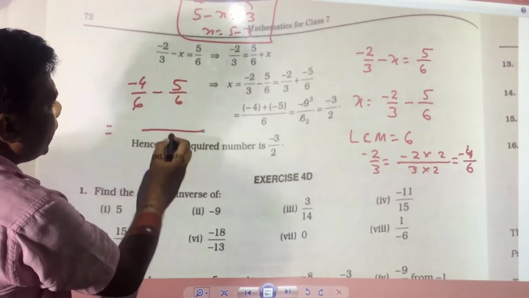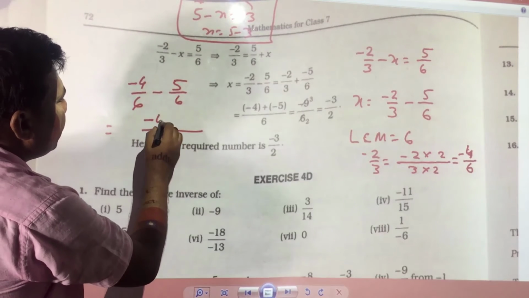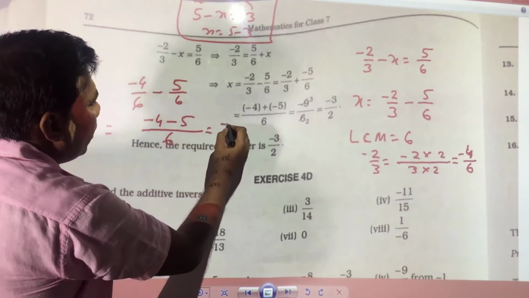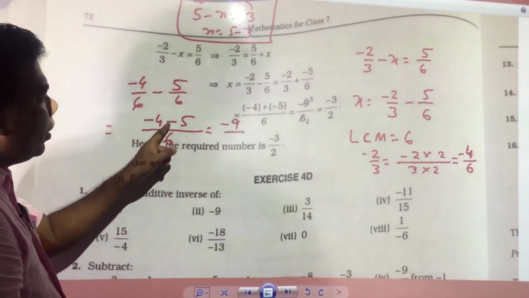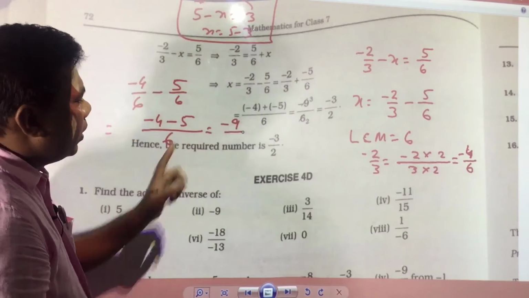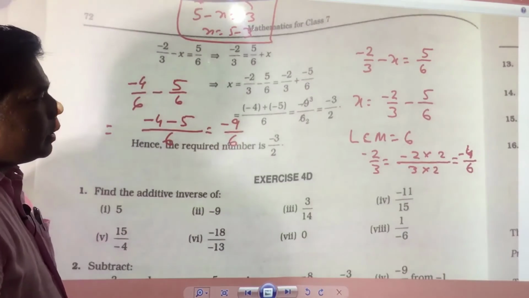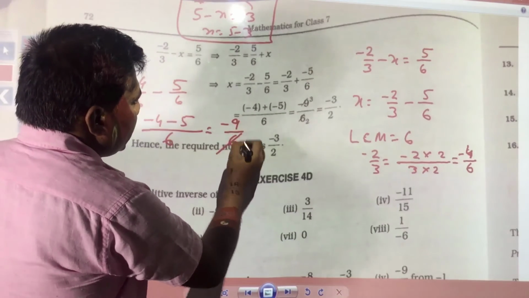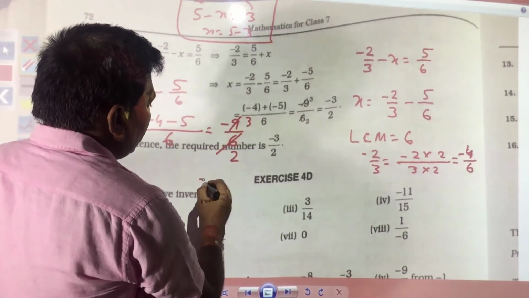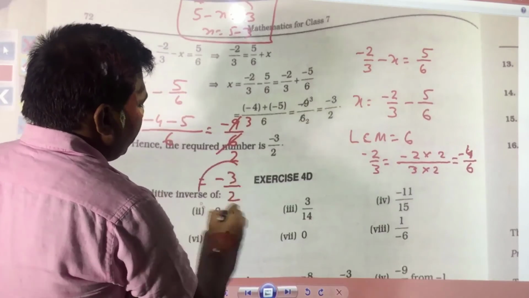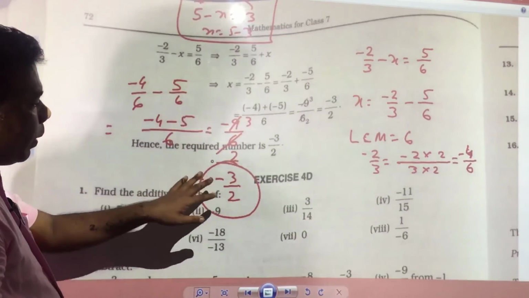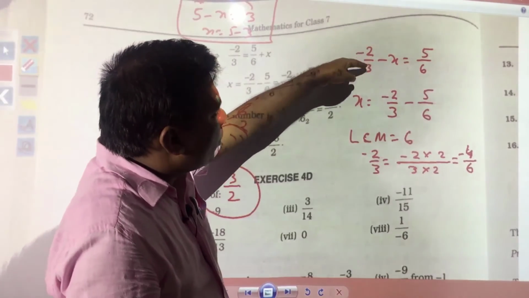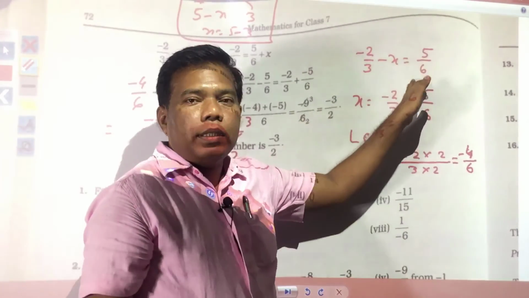Now, the denominator is equal, so you write 6, minus 4 minus 5. Minus 4 and minus 5 will be minus 9. If the same sign is there, numbers are required to be added. So, minus 9 by 6, and if you simplify this, 3 twos are 6 and 3 threes are 9, so you will get minus 3 by 2, and this will be your answer. Minus 3 by 2 subtracted from minus 2 by 3, and you will get 5 by 6.